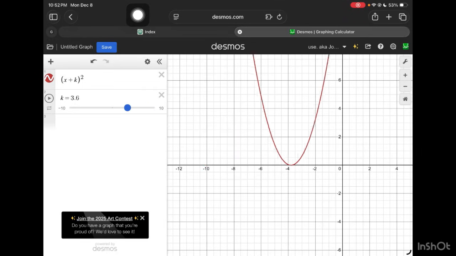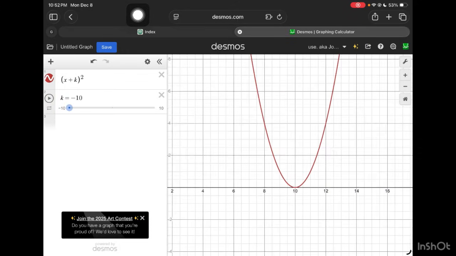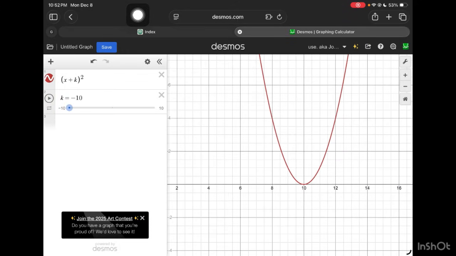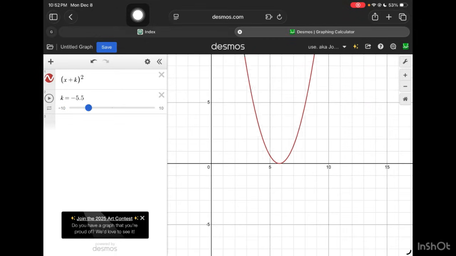So similarly, if we have a negative k over here, it goes to the right. Why? Because now that k is negative, x minus 10 squared is equal to 0, we need to make sure that x is positive, so that our positive and negative cancel each other out. So it's going to be 10 minus 10, which is 0, 0 squared, that's equal to 0. This is what we call the left and right shifting.